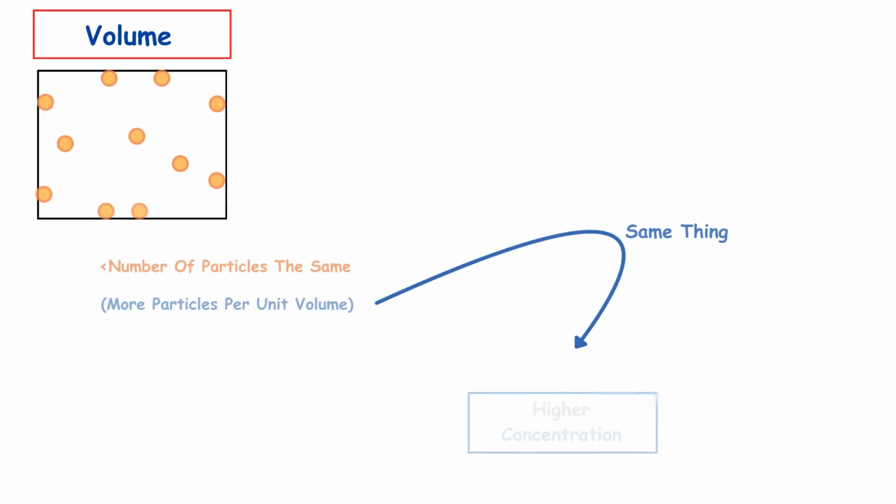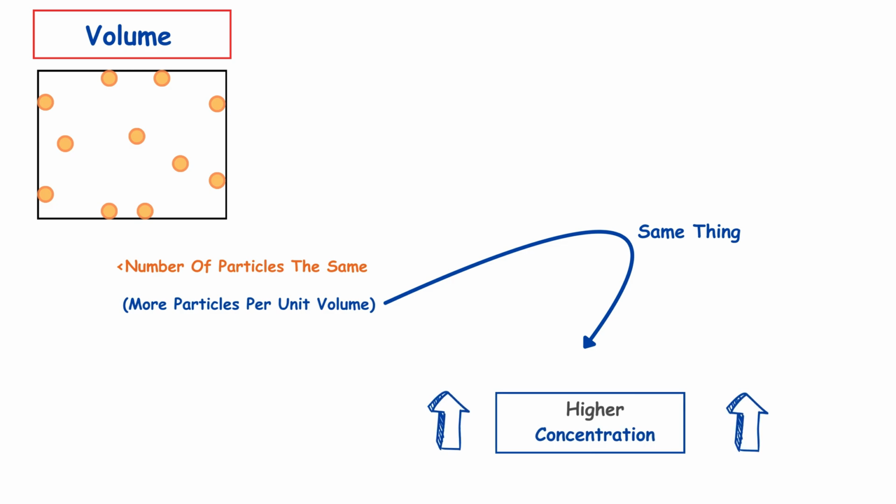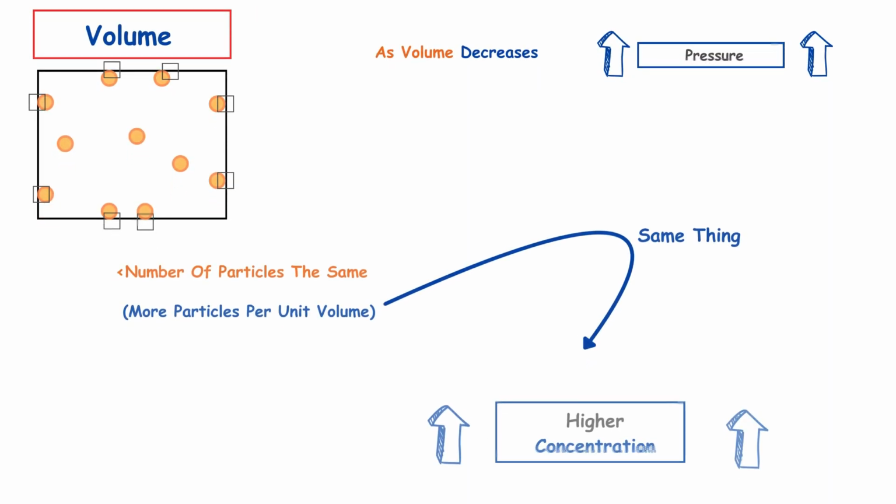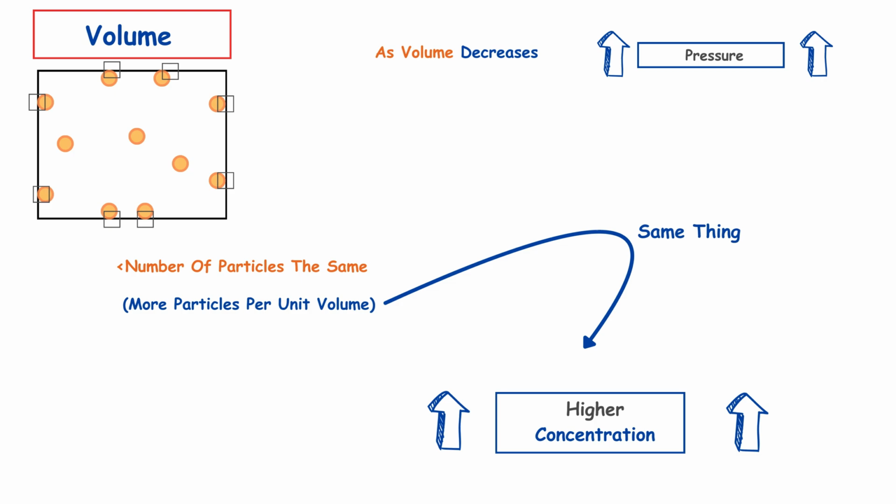Finally, we come to volume. If we reduce the size of the container while keeping the number of particles the same, we effectively squeeze the gas into a smaller space, which means there are more particles in each unit of volume. This is the same as saying the concentration has gone up. Because the particles now have less distance to travel before hitting the walls, the number of collisions rises, leading to an increase in pressure. So, as the volume of a gas container decreases, the pressure inside increases. This is a key concept in understanding gas behavior.